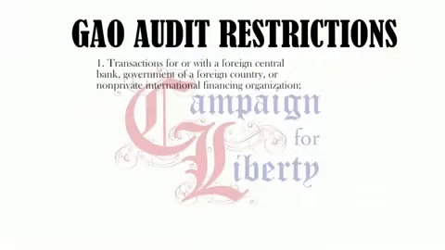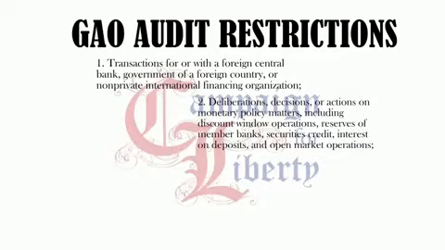The crucial issue, the one which HR 1207 addresses with regard to Federal Reserve transparency, requires us to take a look at 31 U.S.C. 714, which is the section of U.S. Code that establishes that the Federal Reserve may be audited by the General Accounting Office, but which establishes severe restrictions on just what GAO may in fact audit. Those are transactions for or with a foreign central bank, government of a foreign country, or non-private international financing organization. Deliberations, decisions, or actions on monetary policy matters, including discount window operations, reserves of member banks, securities credit, interest on deposits, and open market operations.